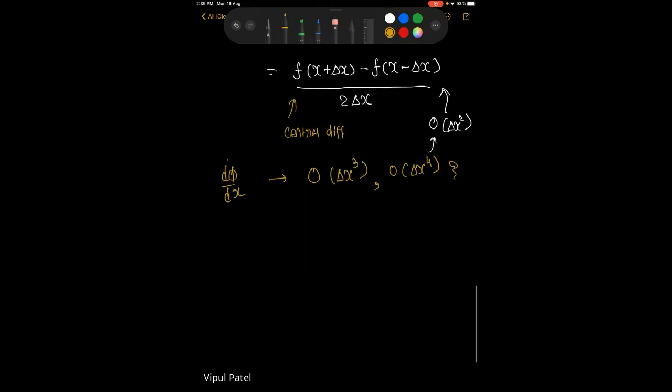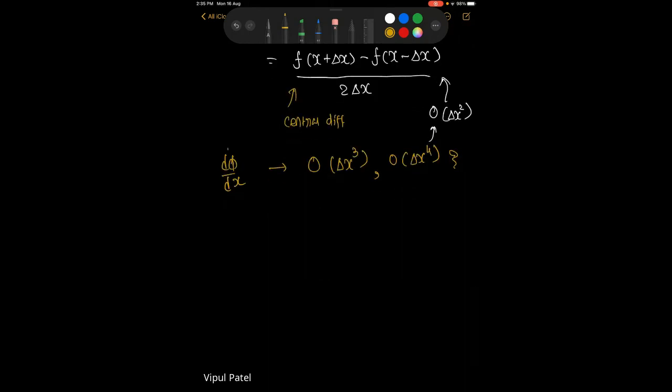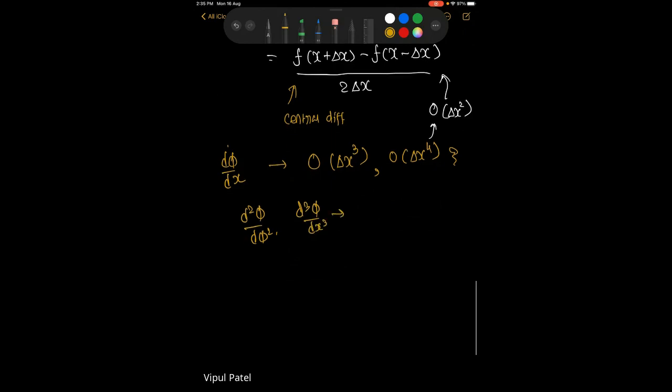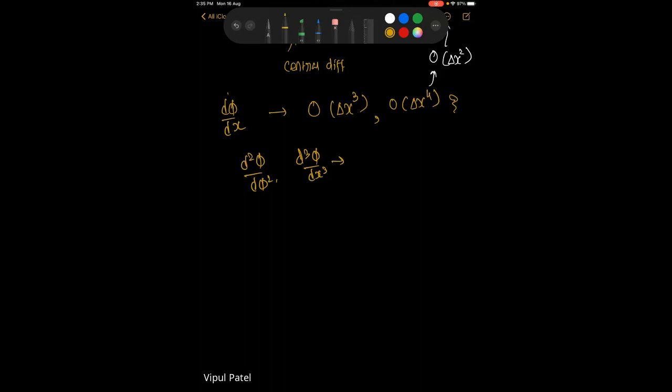Then can we derive a similar expression for higher order derivatives like d square phi by dx square or d cube phi by dx cube? This is the second question. Then can we also have separate expressions with forward difference approximation, backward difference approximation, and central difference approximation? This is the third question. Can we derive similar kind of expression?